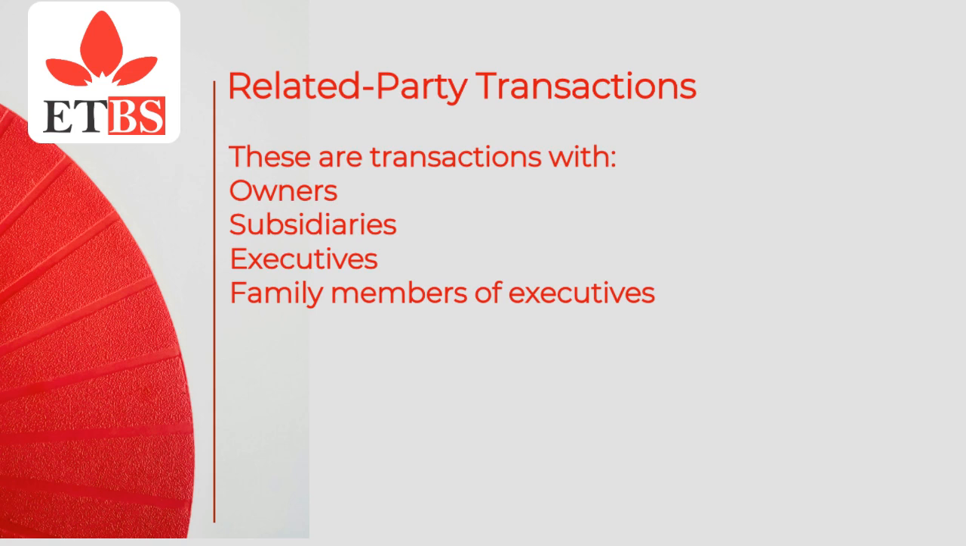Related party transactions. These are transactions with owners, subsidiaries, executives, family members of executives. GAAP requires full disclosure of nature of the relationship, transaction terms, impact on financials. Example, a CEO's family leasing property to the company must be disclosed, even if arm's length.